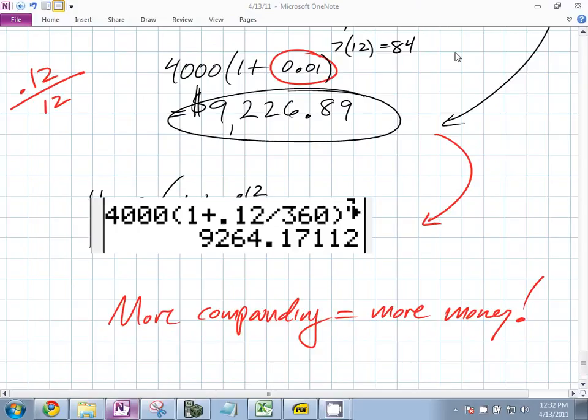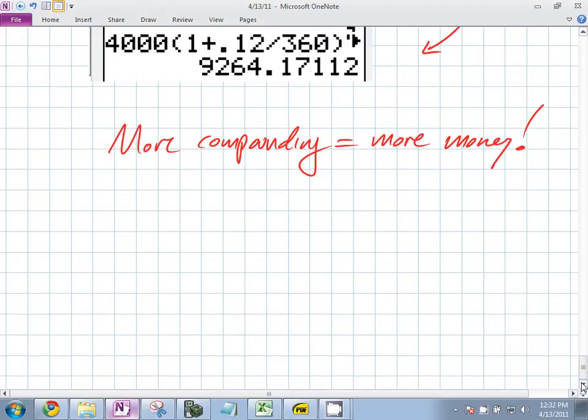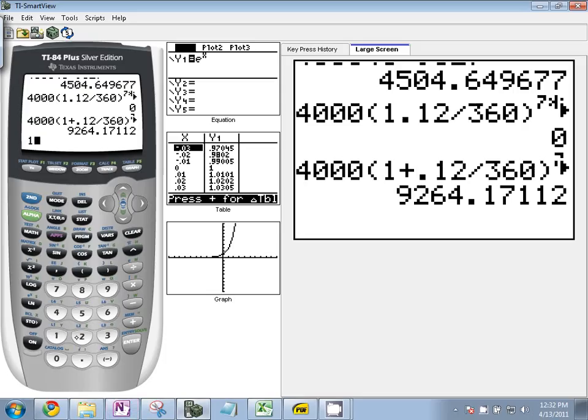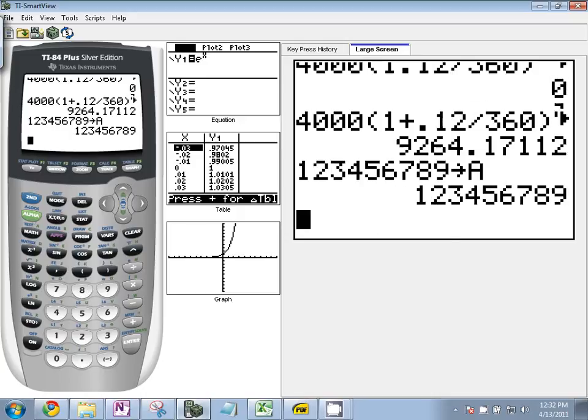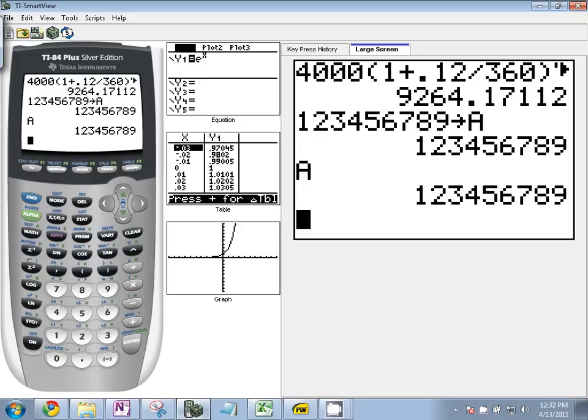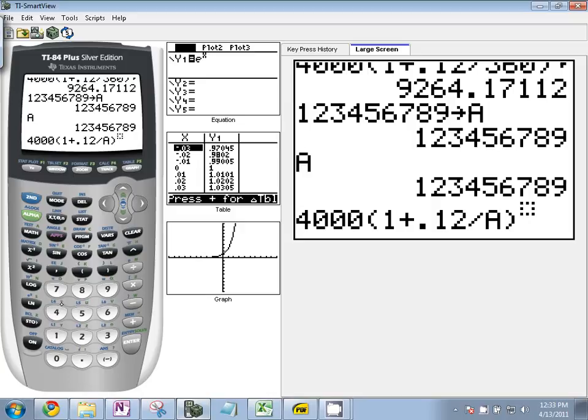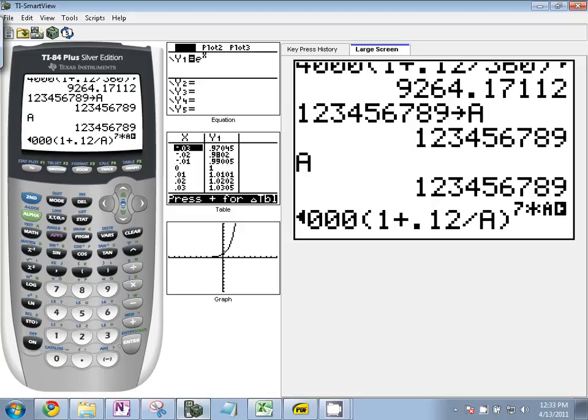Do this on your calculators, everybody. Do 1, 2, 3, 4, 5, 6, 7, 8, 9, and store that as alpha A. So every time you type A, you're going to get 1, 2, 3, 4, 5, 6, 7, 8, 9. We divided by 360 to get daily interest, right? We're going to divide by that number instead. That's going to be more than once every second. So on our calculator, we're going to do 4,000 times 1 plus 0.12 divided by A, raised to the 7 times A. If we do that out, look what we got.